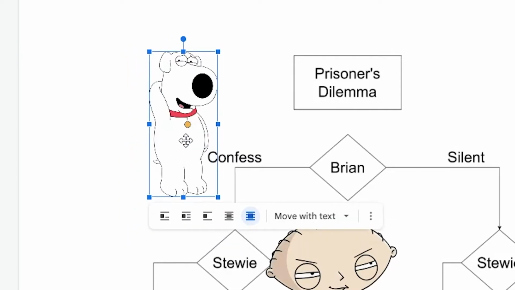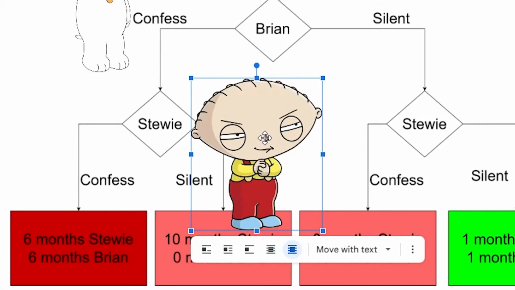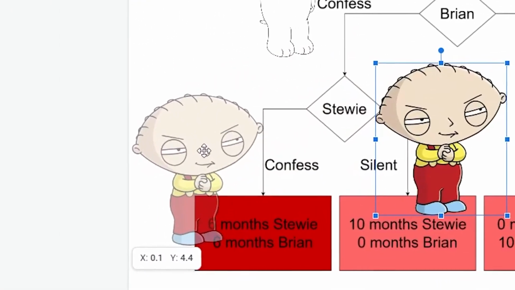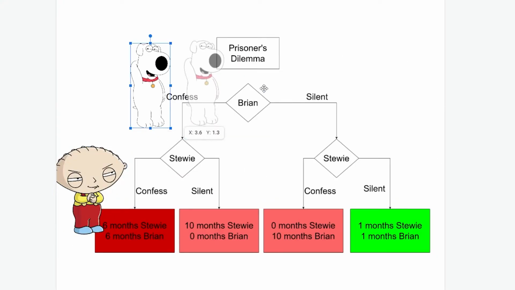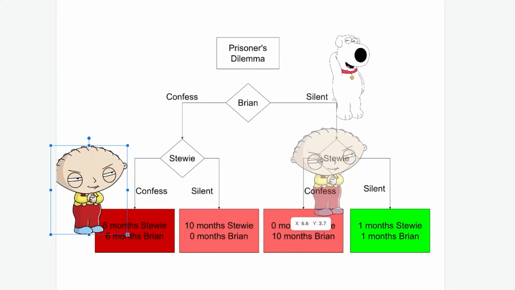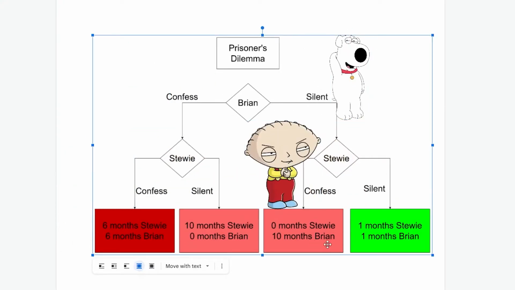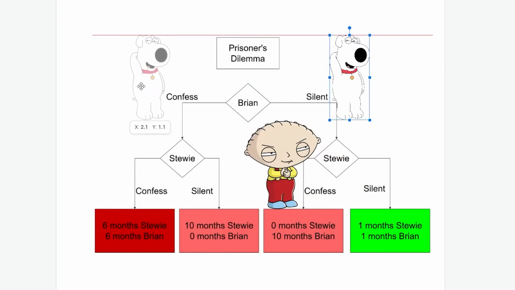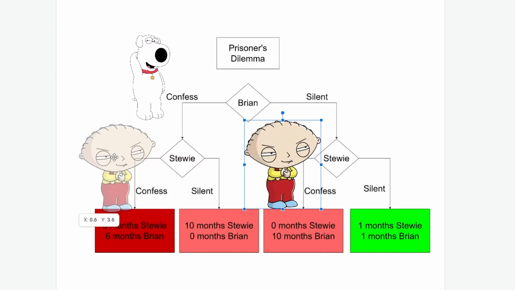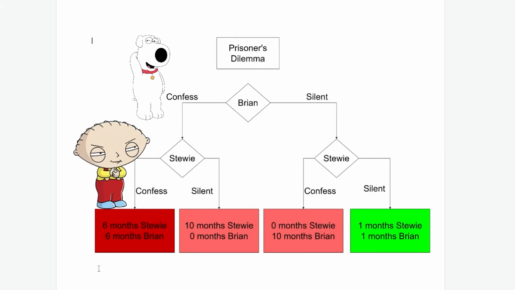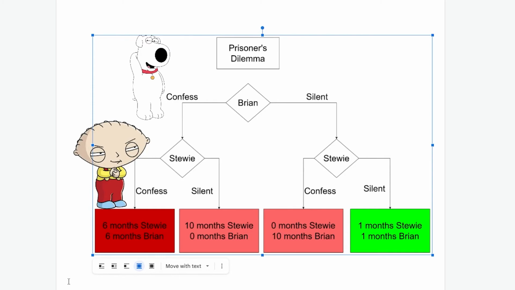If Brian chooses to confess, the best option for Stewie is to also confess. If Brian doesn't confess, the best option for Stewie is to confess. By symmetry, Brian will opt for the same strategy. The best individual choice is to confess no matter what the other one chooses. These incentives will probably make Brian and Stewie be in jail for 6 months rather than 1 month.